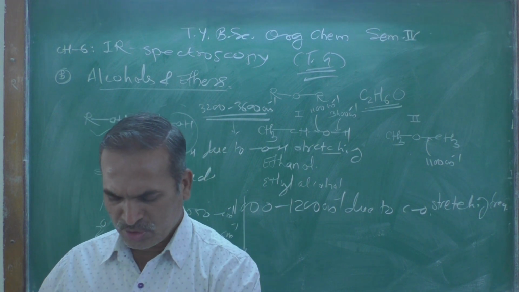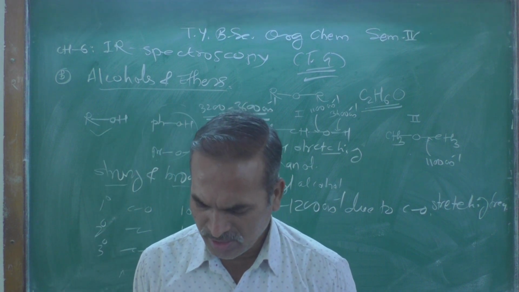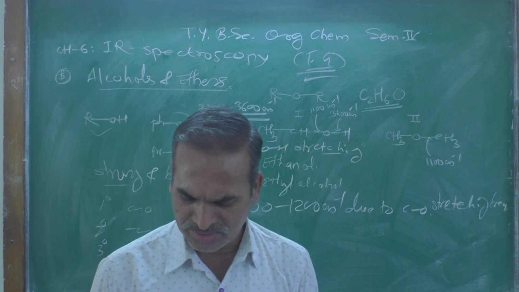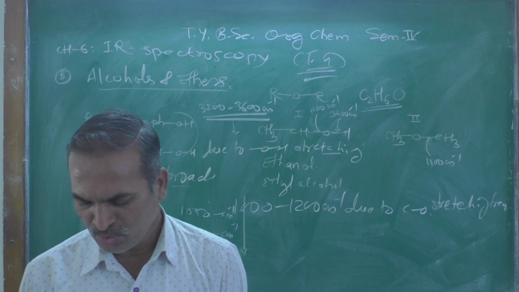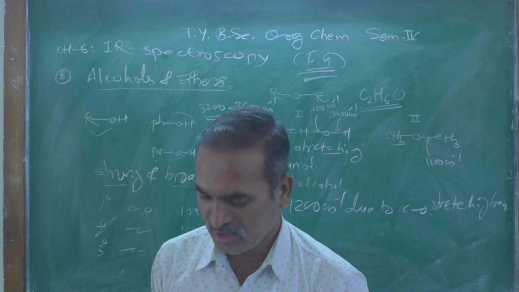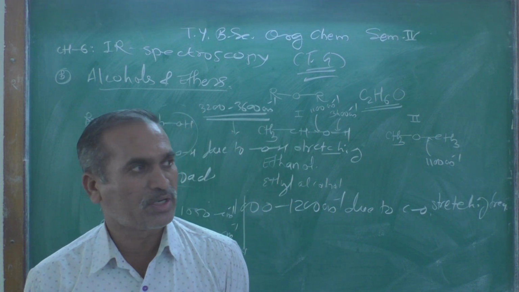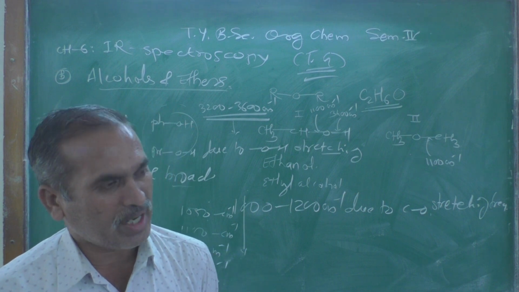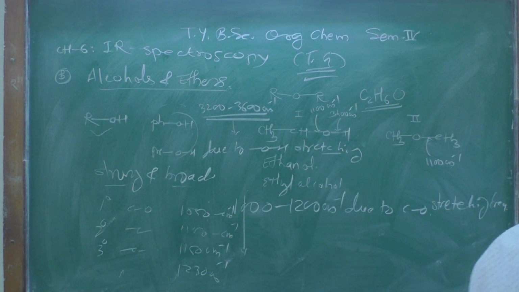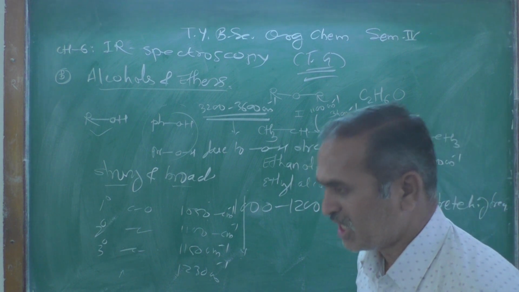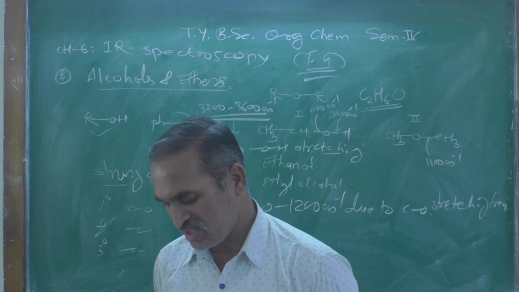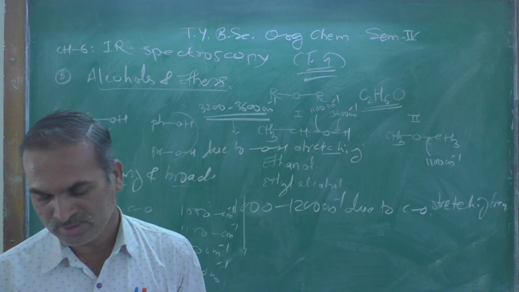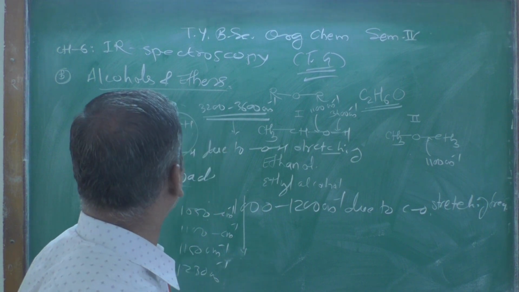They show CO stretching between 1100 to 1300 per centimeter, but they can be easily distinguished from alcohols, as the OH stretching frequency in the region 3200 to 3600 per centimeter will be absent in ether. By comparing the signals due to the stretching frequency, we can easily distinguish alcohols from ethers.